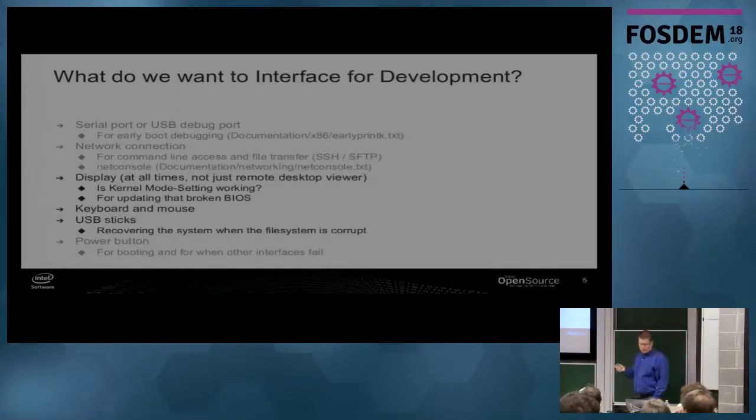So I have highlighted points in the slide that would traditionally be remotely accessed. The display, not only the remote desktop, so for somebody purely working on the 3D side and the user space, they are probably fine with the desktop viewer. But for the kernel, you really want to know if your kernel mode setting is working, and if you want to go to BIOS and fix that BIOS, because especially the new devices, the BIOS will be a little bit flaky at times.